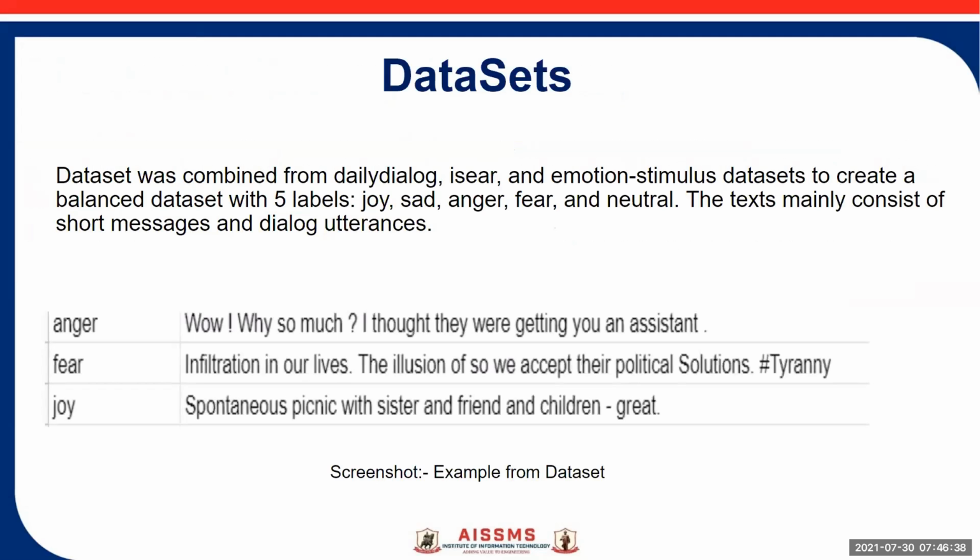Coming to the data set that we have used. The data set was combined from 3 data sets, that is DailyDialog, ISEAR, and the emotion stimulus data set, to create a balanced data set with 5 labels, that is joy, sad, anger, fear, and neutral. The text mainly consists of short messages and dialogue utterances. And here is an example from the data set, showing the text and the emotion related to it.